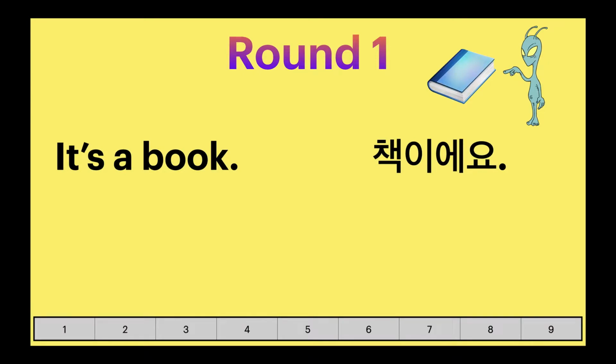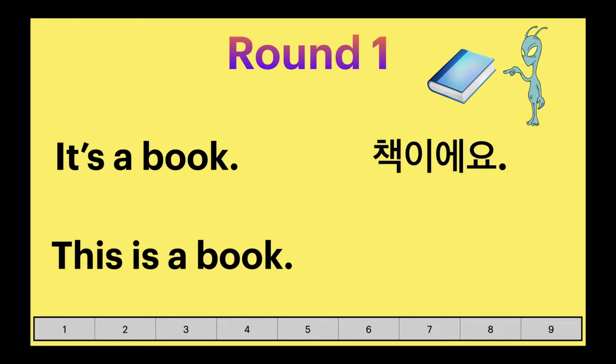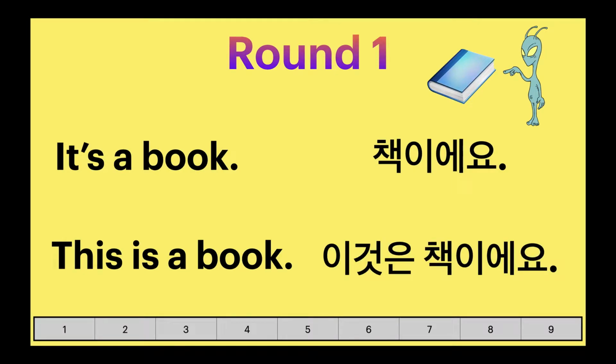책이에요. Now let's go ahead and specify, this is a book. 이것은 책이에요. 이것은 is the most textbook grammatically correct way to say this, but when speaking, the topic particle often combines into 이것, so you are more than welcome to also use 이거는 or 이건 if you prefer.